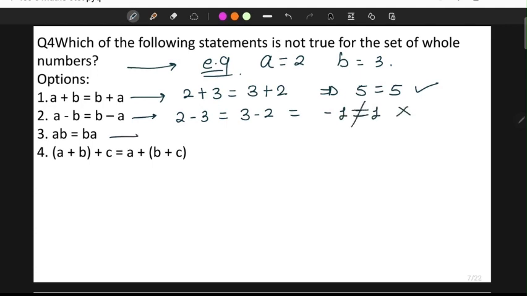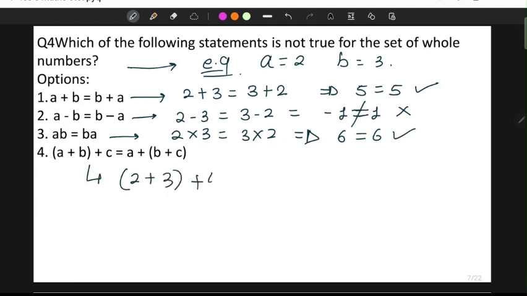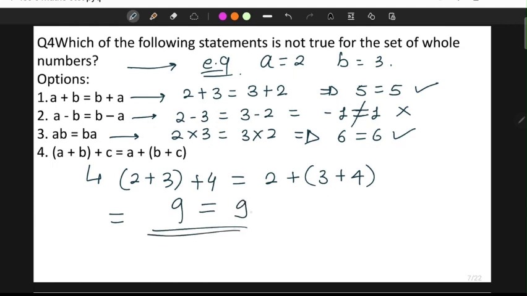For option C, A into B, that is 2 into 3, is equal to 3 into 2, right? So this gives me 6 is equal to 6. This is also equal. For option D, I'll consider C as 4. 2 plus 3 gives 5, and 5 plus 4 is equal to 9. This is equal to 2 plus (3 plus 4), which again gives me 9. So 9 is equal to 9.